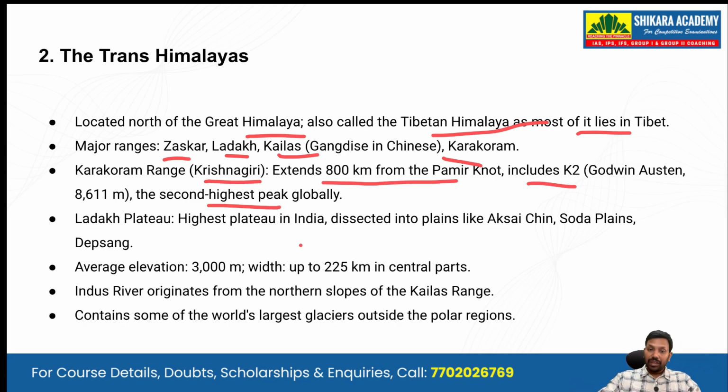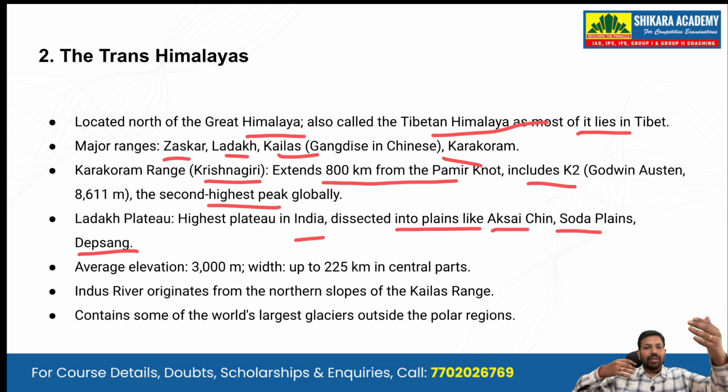Ladakh Plateau, the highest plateau in India, is dissected into plains like Aksai Chin plains, Depsang plains. Though Ladakh are mountains, it feels like a plateau, because before Ladakh we have Zaskar and Karakoram, and again before Karakoram on this side we have the Zaskar mountain. So it looks like a plateau, though it is a mountain, and the slopes are also not so heavy. There are so many depositions, as I said, and erosions are with them. The average elevation is 3,000 meters. Trans Himalayas are 205 kilometers wide in central parts.